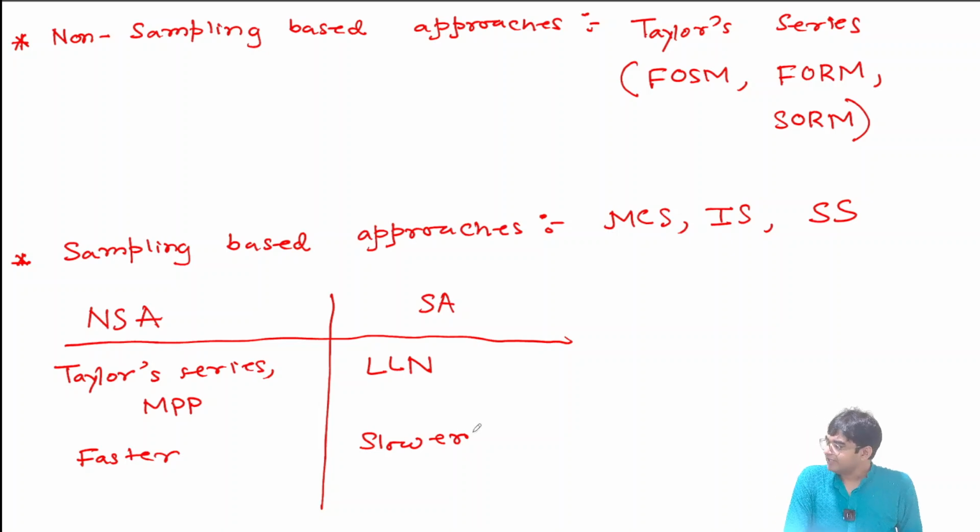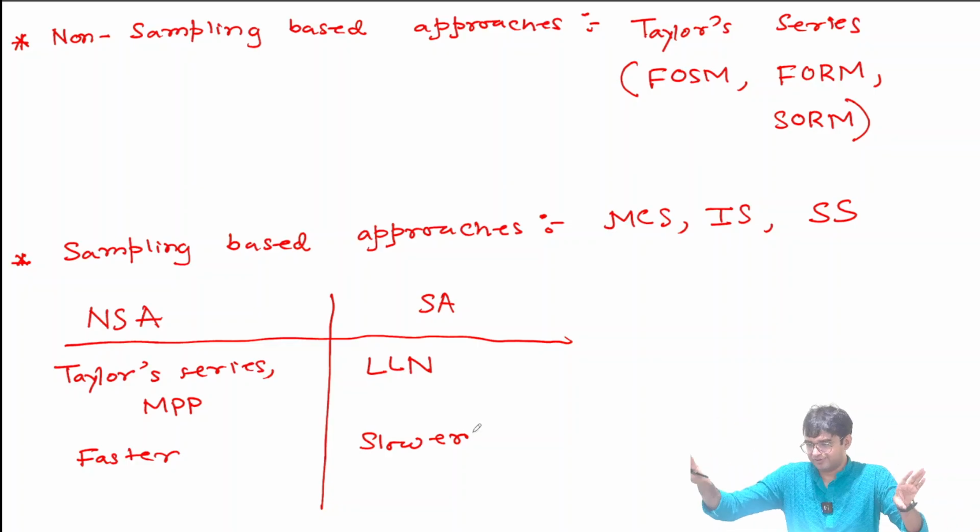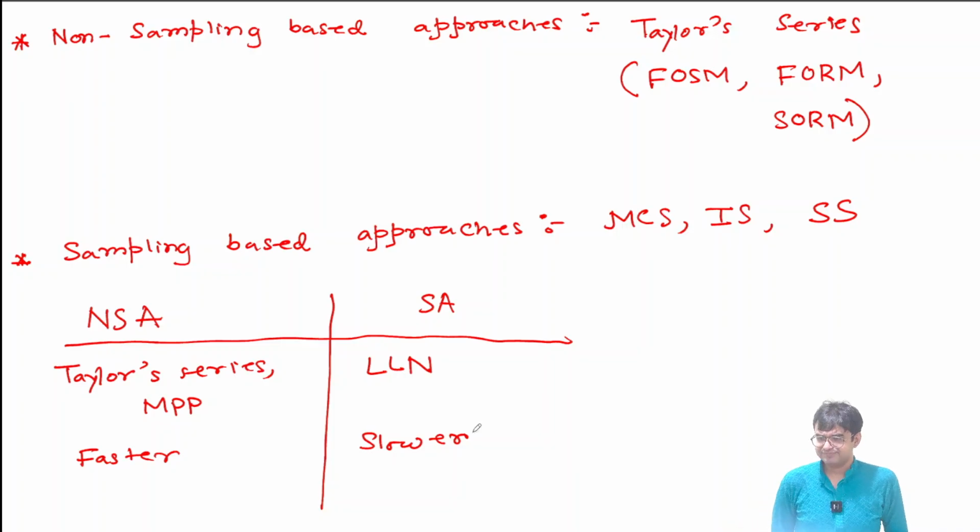Okay. Now again, when I say slower, remember that I am talking about sampling based approaches in a generic sense. Within sampling based approach, we know that MCS is the slowest. IS and SS are faster than that. But here I am comparing the two categories and not specific methods. Which one is more accurate? Sampling based. Okay, sampling based method is always more accurate, and in fact it can give you theoretical guarantee if you draw infinite number of samples in that case, right? So you know, so this is more accurate.